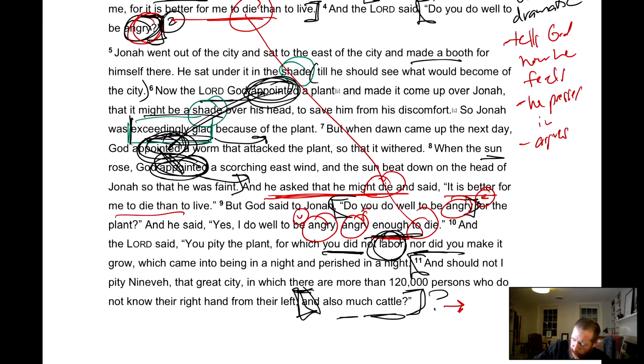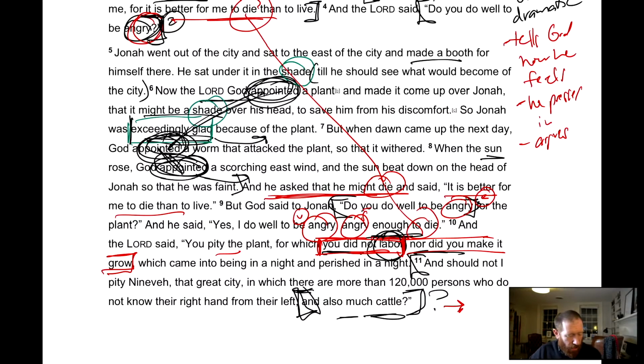Let's do this. Look with me at verse 9. We're jumping around a little bit here tonight, but that's because there are all these key words. God appointed, God appointed, God appointed. And then we see here in verse 9, God himself said, "You pity the plant for which you did not labor. You didn't do the work, nor did you make it grow," pointing again to the grace of God. "It came into being in a night and perished in a night. You care about that. Oh, but Jonah, you don't care about the 120,000 people."